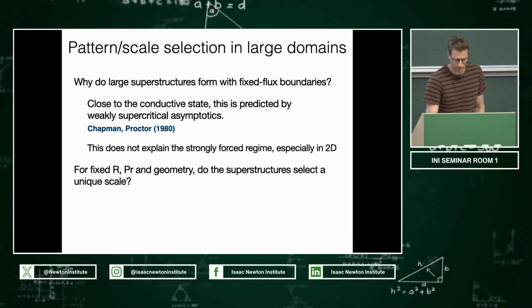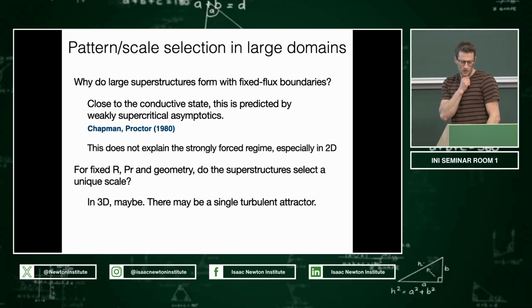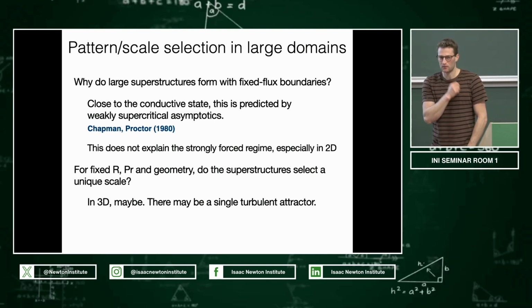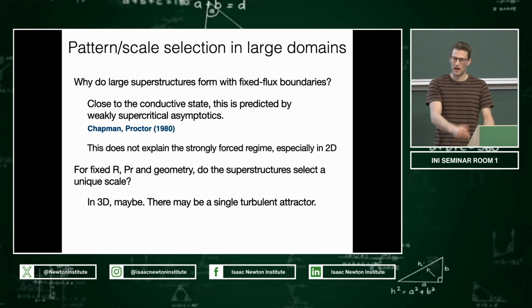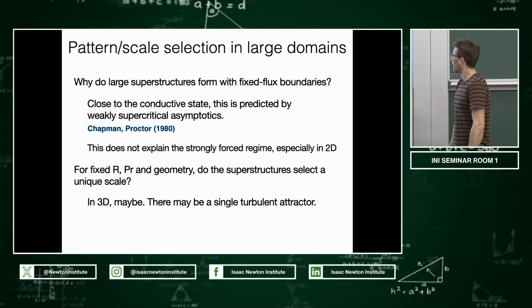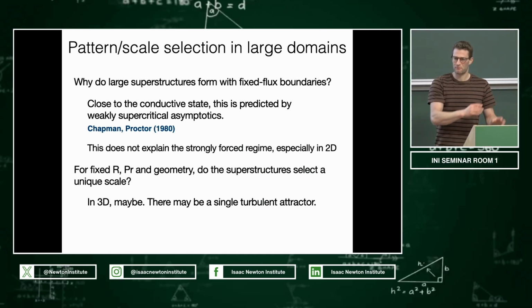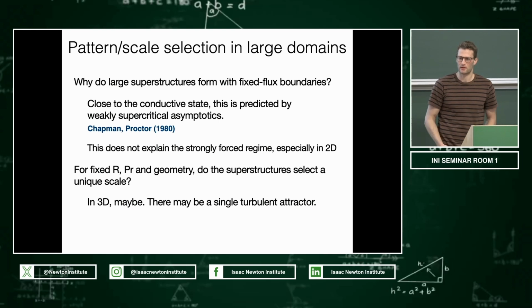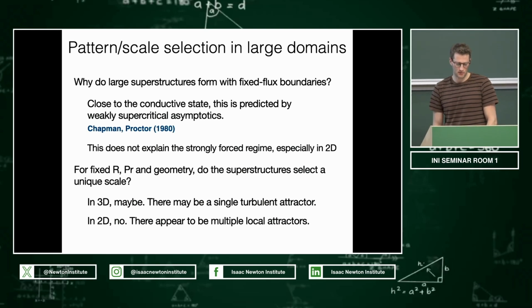In 3D, at a sufficiently large Rayleigh number, the answer is maybe yes. It does usually seem like there's a single turbulent attracting state. Maybe it can sort of lock into different patterns, but if you wait infinitely long, I'm not aware of evidence that there are states where you'll end up with completely different quantitative properties if you take, for example, infinite time averages. In 2D, however, there's definitely not a unique selected scale.